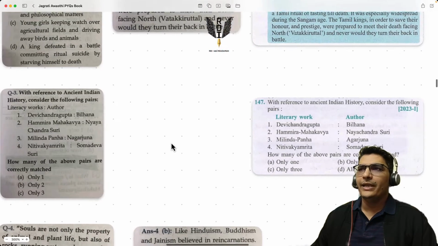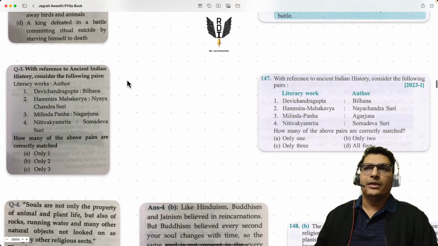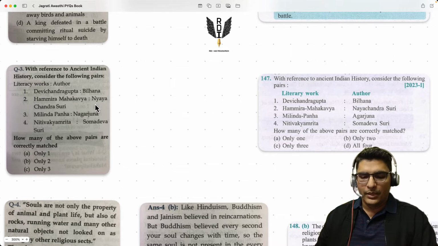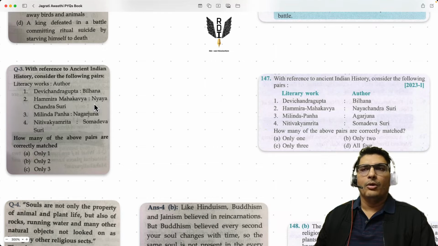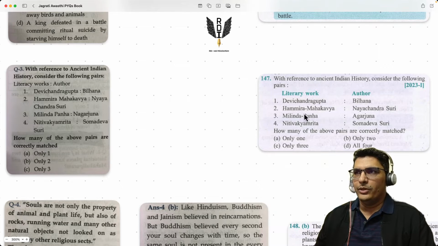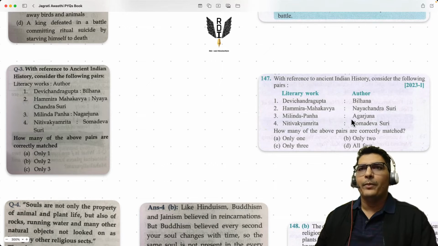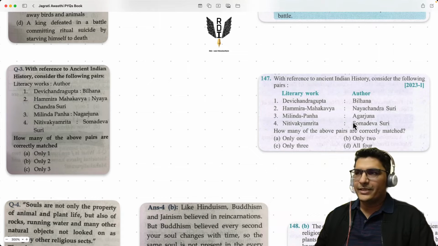All right. The next question, I told, in Jagrati Avasthi's book, they had made again, the second time, a mistake in copying the question itself from the paper. Nyay, Chandra, Suri, three different words are there, but actually Nyay and Chandra was one word only. So Mrunal Patel's book has done this correct. They've given Nyay Chandra as one word, but then Mrunal Patel's book has made this mistake, like Agarjuna. It has given Agarjuna, but it's actually Nagarjuna, right?